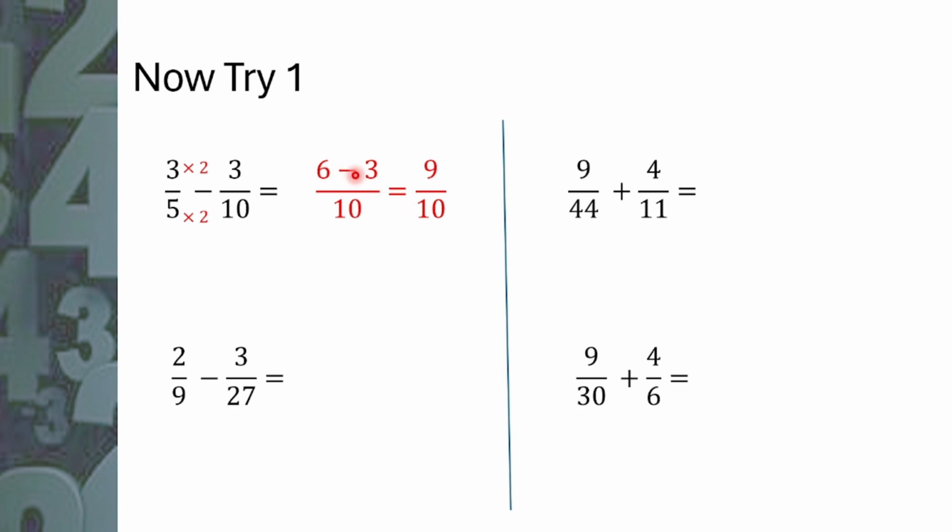We'll just leave it alone. We've got 6 subtract 3, which is going to give me 9 over 10. This will not simplify, so I leave it as it is.